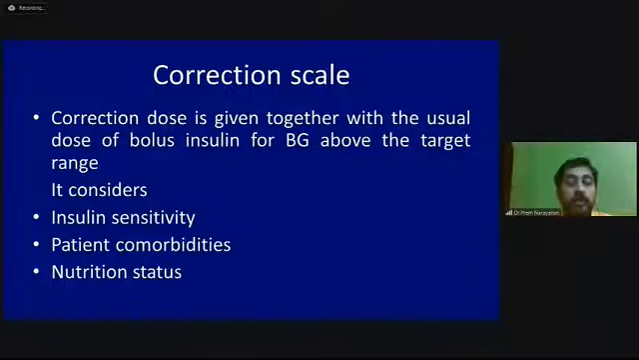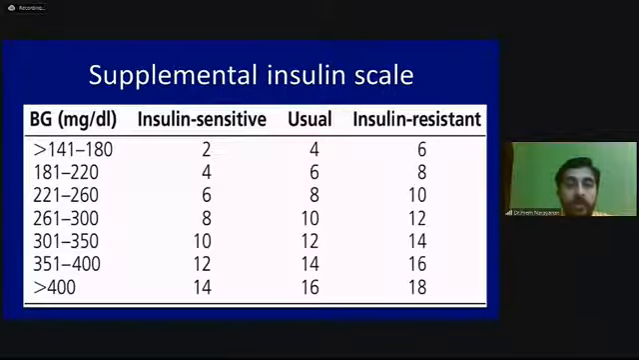And the advantage of the correction scale is that it considers the insulin sensitivity of the patient and comorbidities, and the nutrition status of the patient is also taken into consideration. It also corrects the hyperglycemia. It also negates hyperglycemia that is going to happen. So that is supplemental insulin.